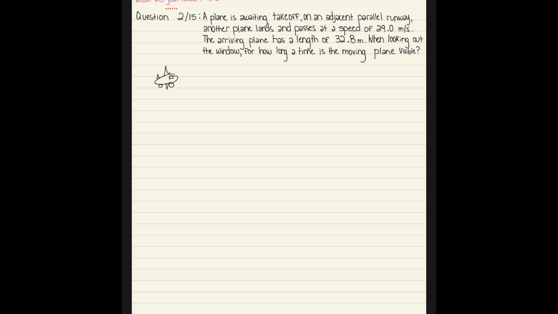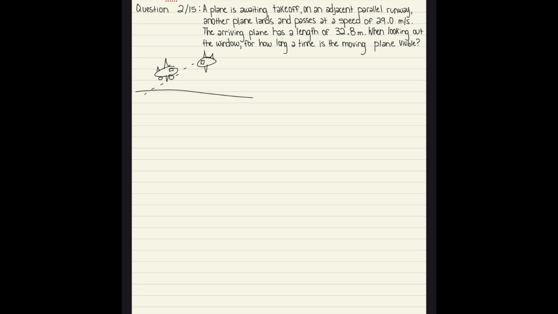So I drew my little picture here so that way you can see the little planes are just going to be adjacent to each other. So you want to see how long the moving plane is visible through the other plane. So again, we'll start with what we're given, which is that the arriving plane has a length of 32.8 meters. We also know that the arriving plane passes at a speed of 29.0 meters per second.